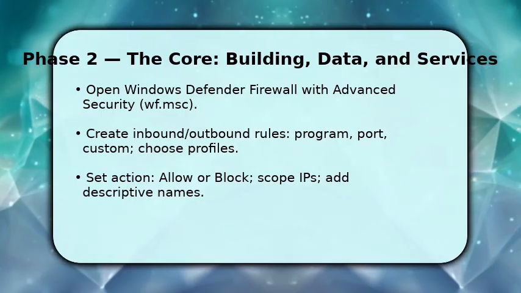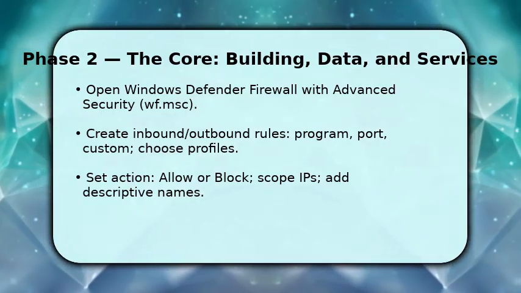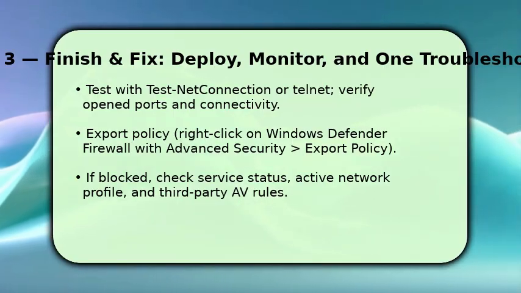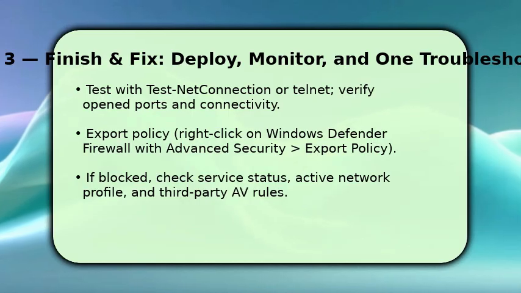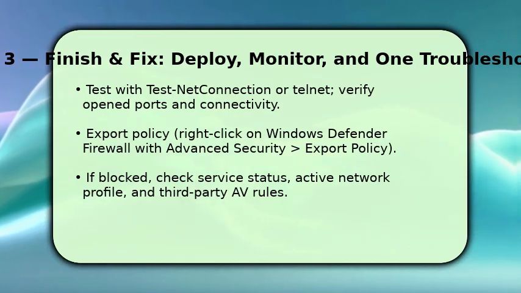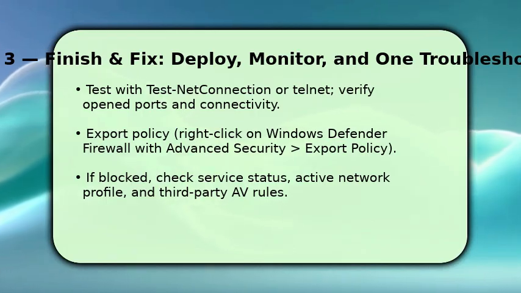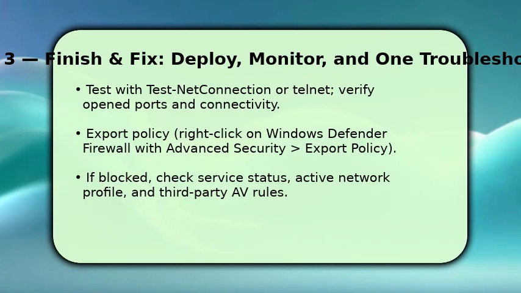Finish by testing connectivity. Use PowerShell's Test-NetConnection or Telnet to confirm ports and services respond. Once satisfied, export your firewall policy to a file so you can restore settings or apply them to other machines. Make sure Windows Firewall service is running and notifications are enabled so you see blocked attempts.